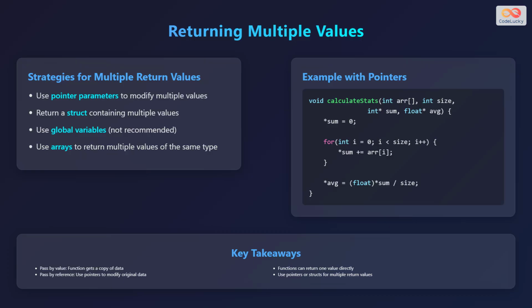Key takeaways from this lesson are that C functions primarily use pass by value, where a copy of the data is sent to the function. Pass by reference uses pointers to allow functions to modify the original data. Functions can return one value directly, and to return multiple values, you can use pointers or structs.